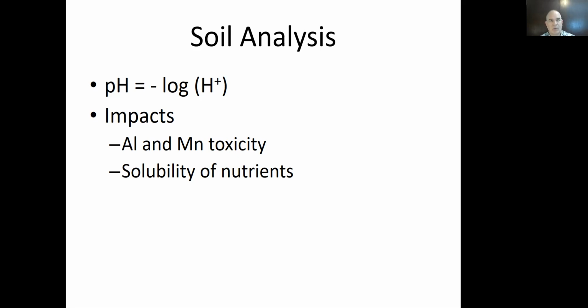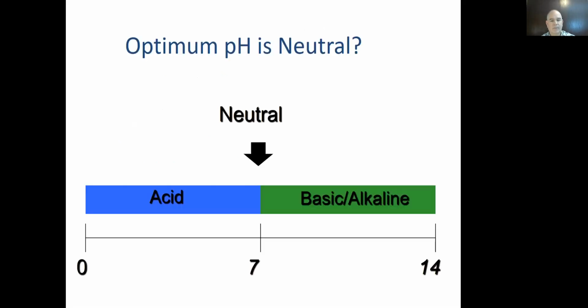So those are important concepts: the pH will affect the solubility. Typically, as we become more acidic, that acid sort of dissolves things in the soil. Optimum pH is neutral. We hear that, and that's mostly true.